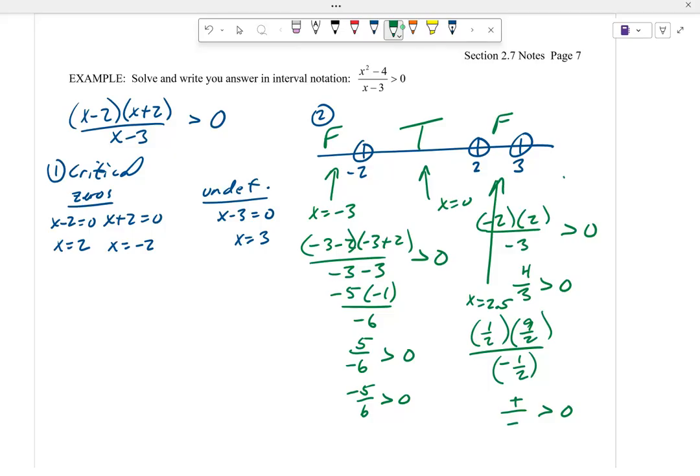Let's plug in 4, something to the right of 3. So 4 minus 2 is 2. 4 plus 2 is 6. 4 minus 3 is 1. Is 12 greater than 0?